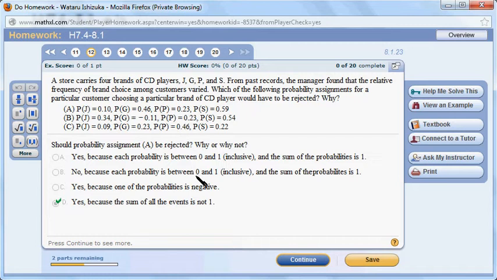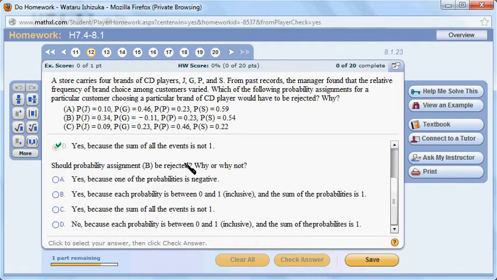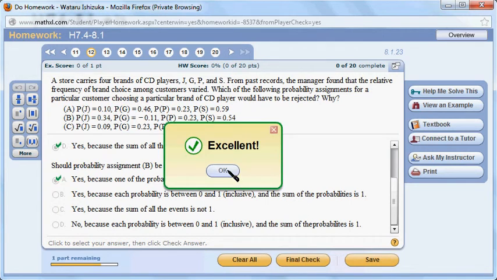Then go to part B. So should the probability assignment B be rejected? You can see this is between 0 and 1, but this is negative, so that violates the condition. This is okay. That is okay. So this should be rejected because one of the probabilities is negative. So that's the reason. I check the answer. All right, got that.